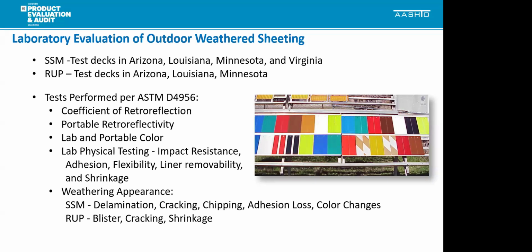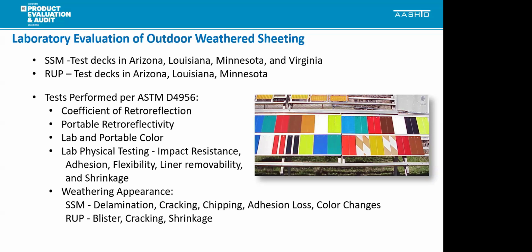So the test decks, we have 4 test decks for sign sheeting materials: Arizona, Louisiana, Minnesota, and Virginia, and 3 for the roll-up signs. That's Arizona, Louisiana, and Minnesota. Those test decks represent different climate regions. Arizona would be hot and dry. Louisiana is hot and humid, and Minnesota is cold. I forgot exactly what Virginia is, Jim. Coastal? Virginia is hot and cold. Okay, so you got a little of everything.